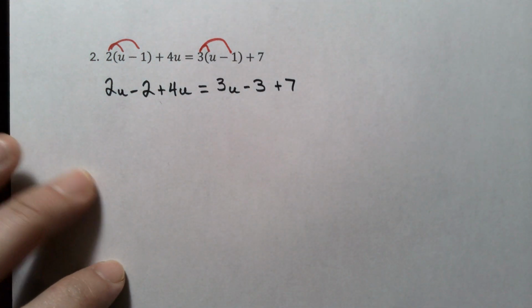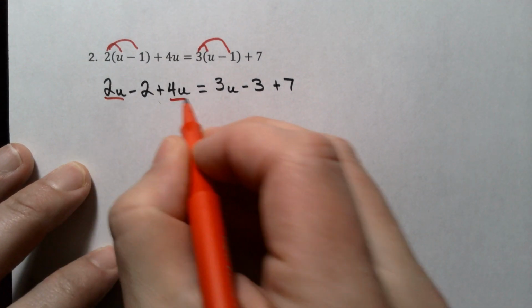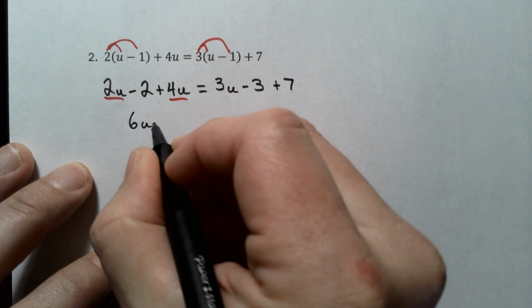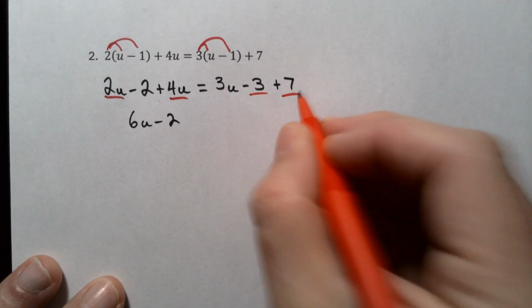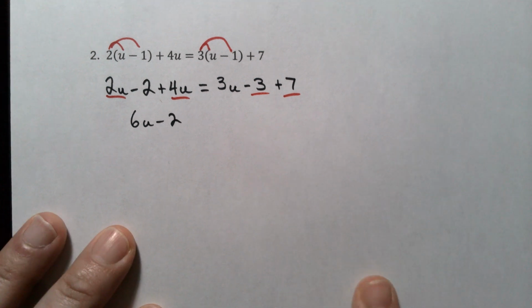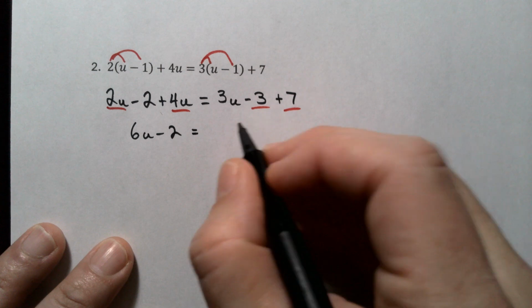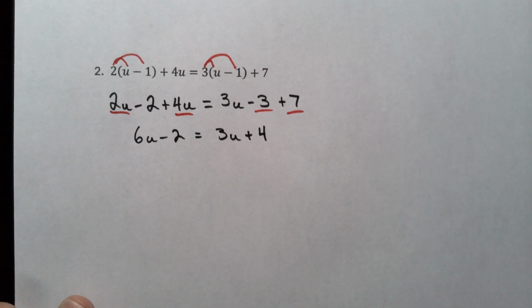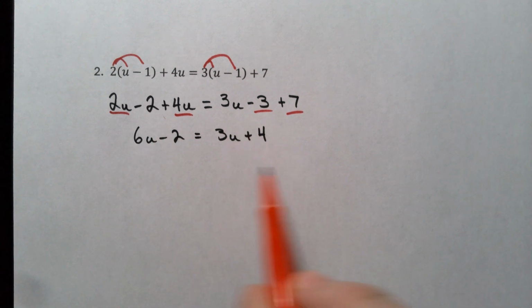Okay, so let's go ahead and combine some of these things here. We've got these u's here. That's 2u and 4u. So you add those up and you get 6u minus 2. And on the other side, we've got this minus 3 and this plus 7. So you combine those together and you will get a plus 4. So we're going to get 3u plus 4 on that side. Okay. Now let's see if we can continue solving this. Let's pick a side for the u. I'm going to say that I want my u's to be over here to the left, and I want my numbers to be over here to the right.